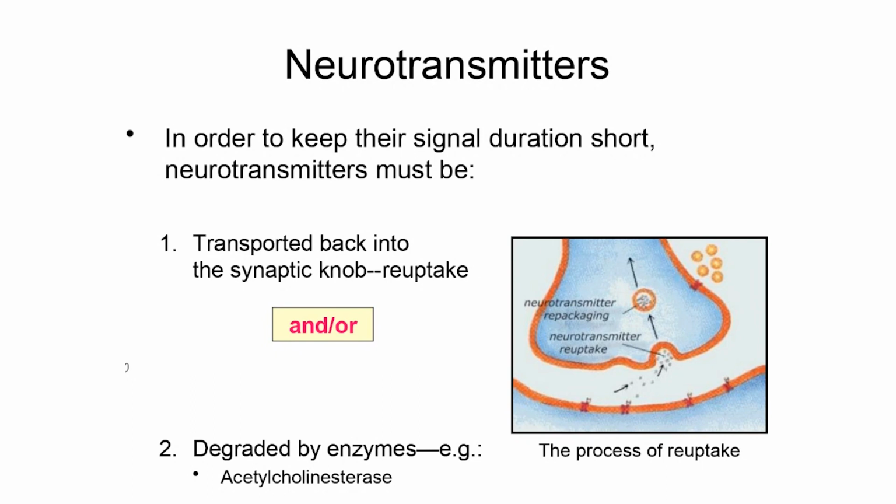When neurotransmitters are released to stimulate a muscle cell or a gland, or an organ or even another neuron, as long as those neurotransmitters are in the synaptic cleft, they're going to be stimulating that second neuron. And that's not usually something that we want to happen.